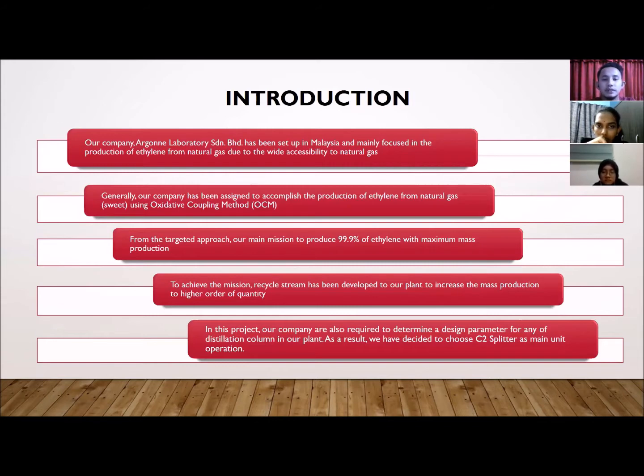To achieve the mission, a cycle stream has been developed in our plant to increase the mass production to a higher quantity. In this project, our company is also required to determine the design parameters for a distillation column in our plant. So we decided to choose the C2 splitter as our main unit operation.